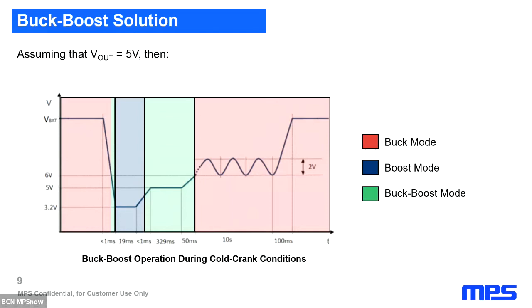Then there will be a short period of time where the 2 remaining switches will start to commute, and the converter will operate in buck boost mode. Finally, when the battery voltage reaches its minimum, around 3.2 volts, the converter will work in boost mode. Then, when the voltage of the battery rises, we'll enter buck boost mode again, and finally, we will go to the buck mode.